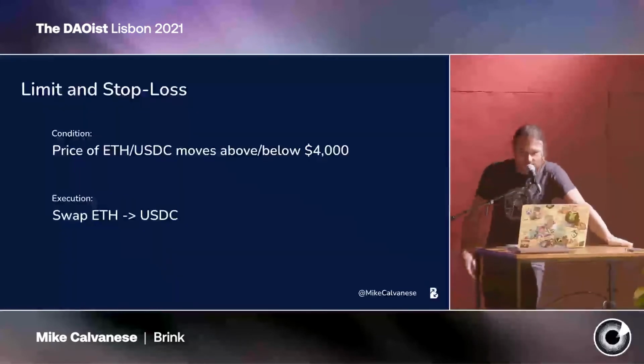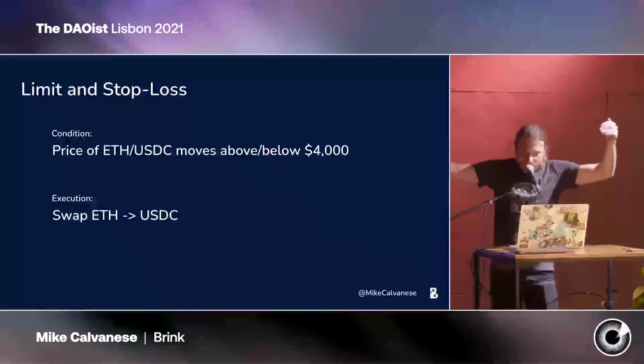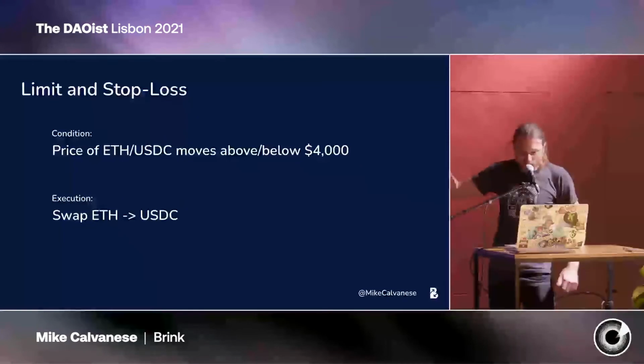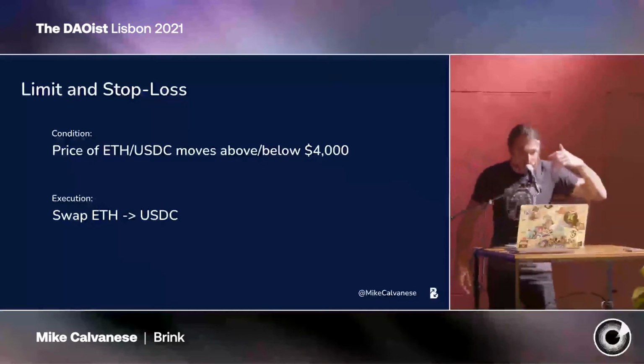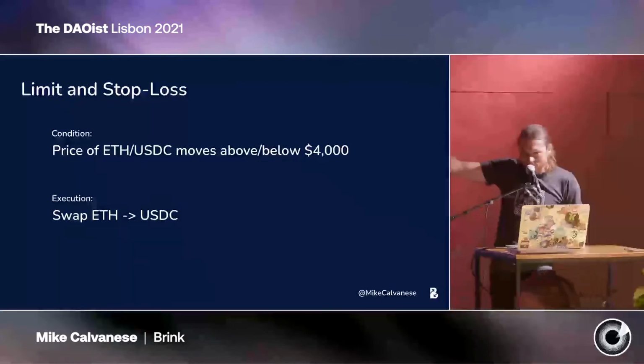So I'll just go through a couple of practical use cases of this. I mentioned limit and stop loss orders. This is the base use case for this automation. So you have a condition. What's the condition? The price of the ETH USDC market moves above or below a threshold. So let's say 4,000 USDC for one ETH. You set that condition, and then that might happen at any point in the future. It could be months from now. It could be hours.